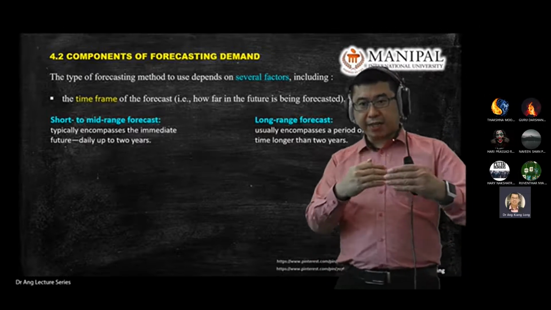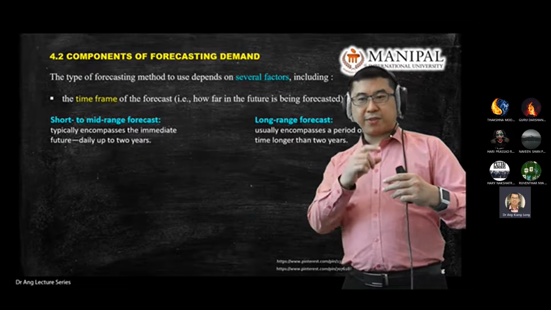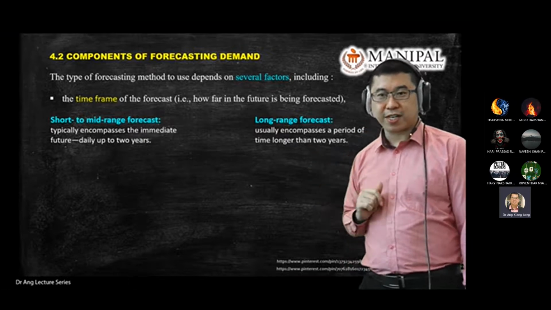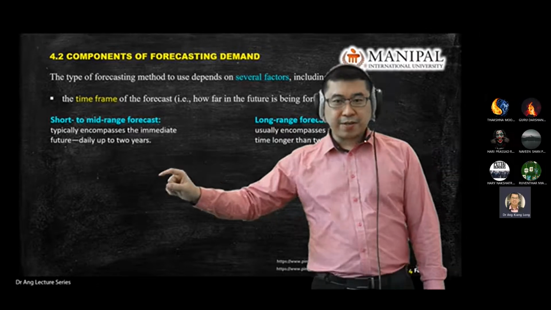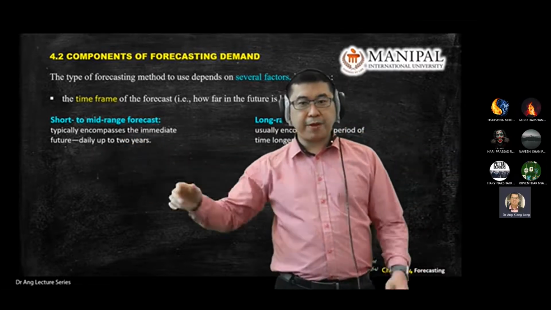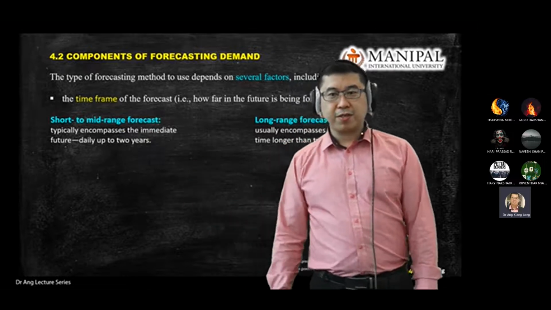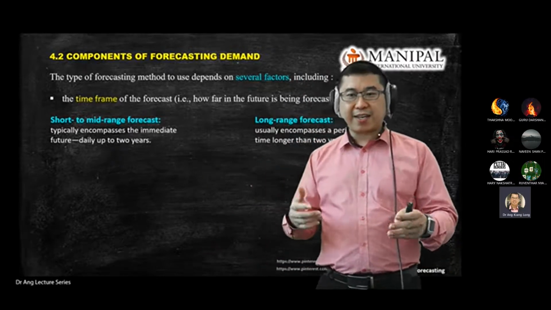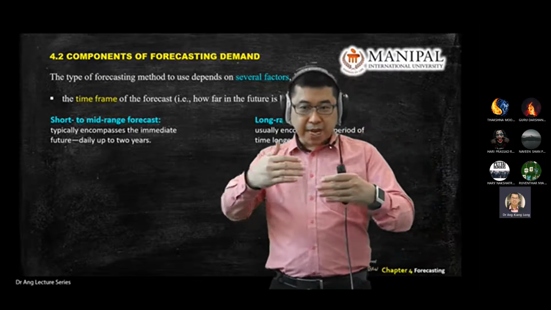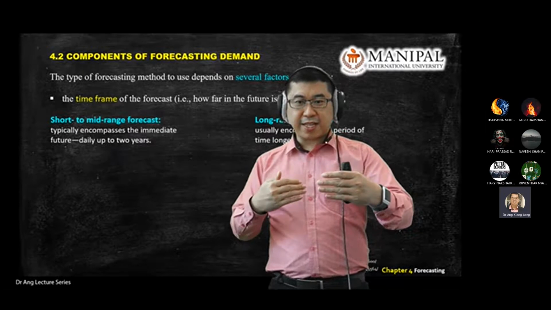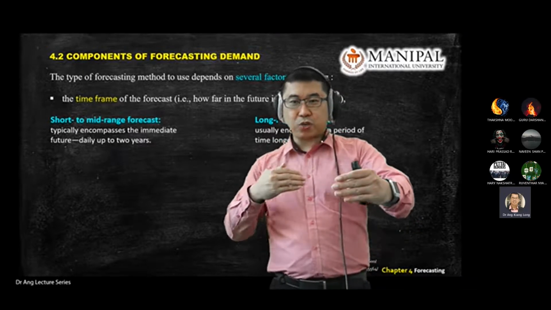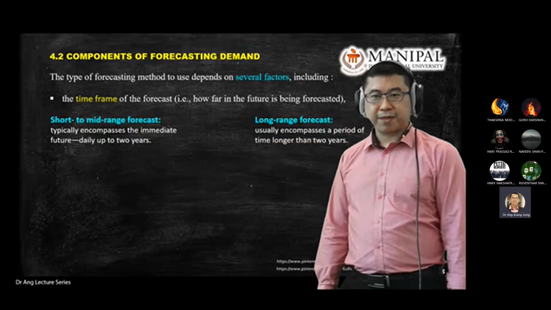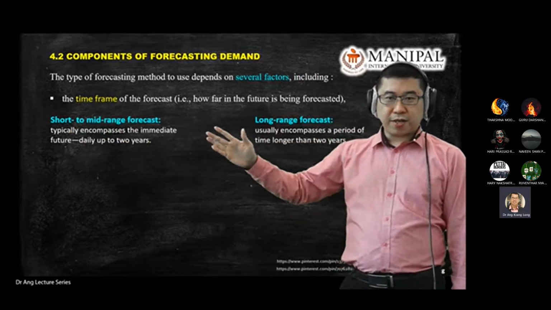So if you're given a table, you look at the table. If the unit is years, then most likely you need to use a long range forecast method. Short to mid range forecast can be from daily up to 2 years. So again, you look at the table data that I give you to do analysis. If the data unit is daily, and the maximum time frame inside the data is maybe only 1 year, from January to December, that falls under short to mid range forecasting. So this is how you differentiate short to long.